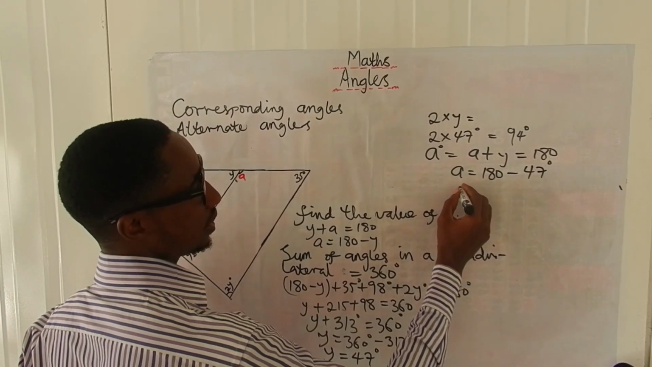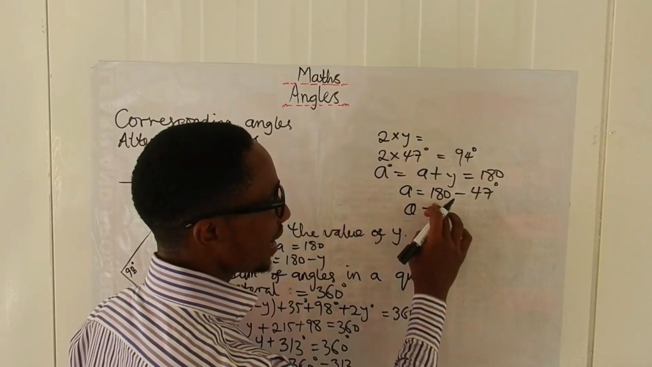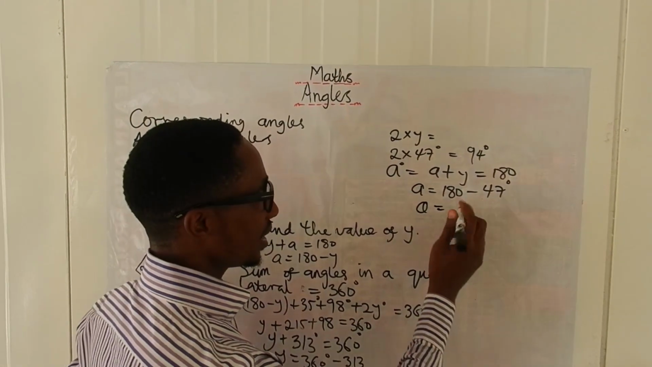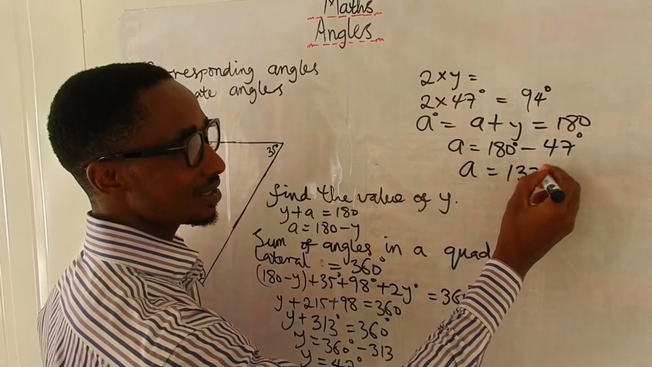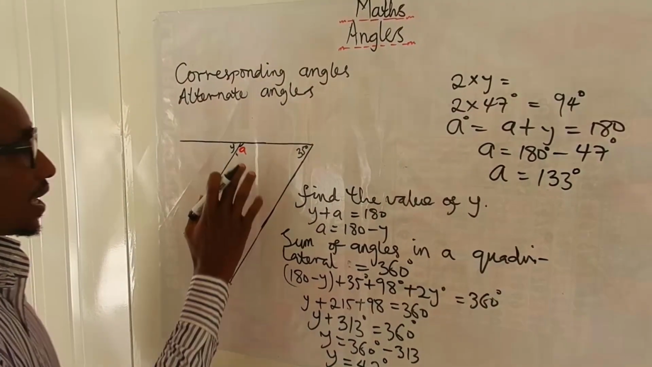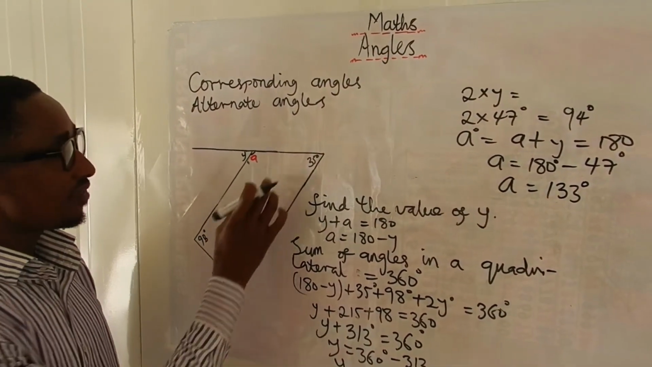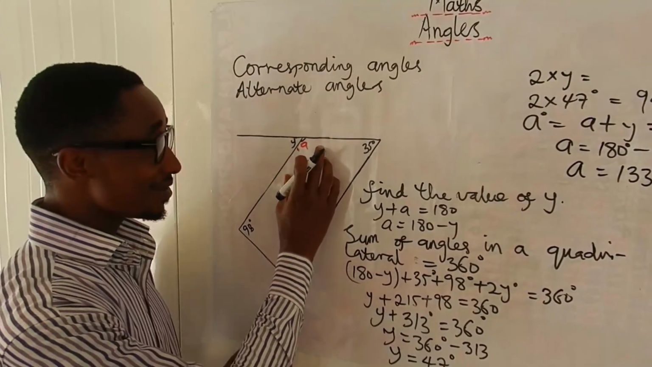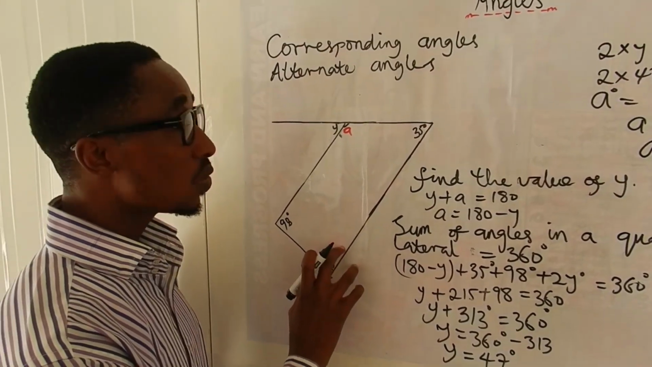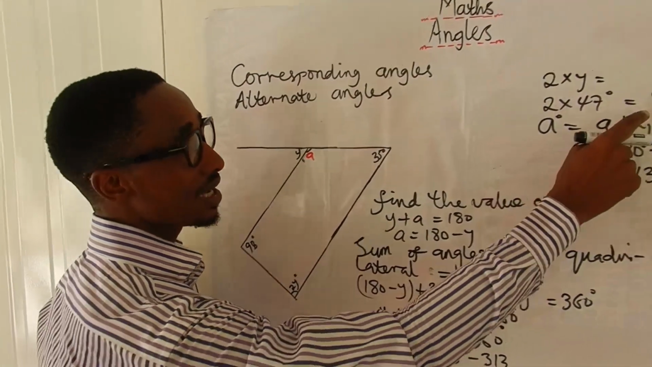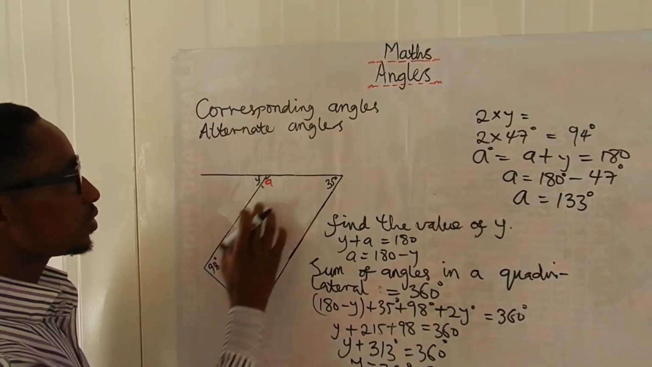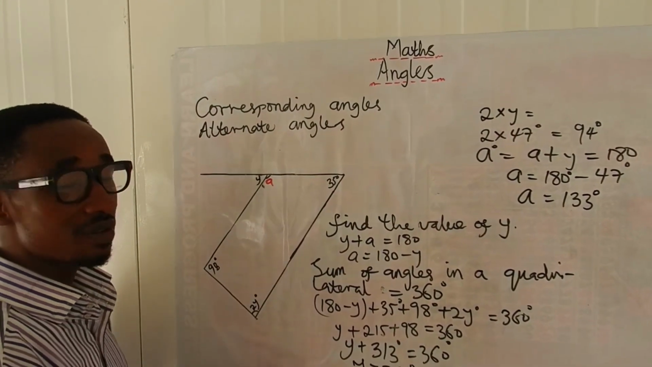So 180 minus 47 degrees is 133 degrees. So this is the value for angle A. So you have A, 133 degrees, you have this angle, 35 degrees, you have this angle 2y degrees, which is the same thing as 94 degrees, and you have here 98. The sum total of this gives you 360.